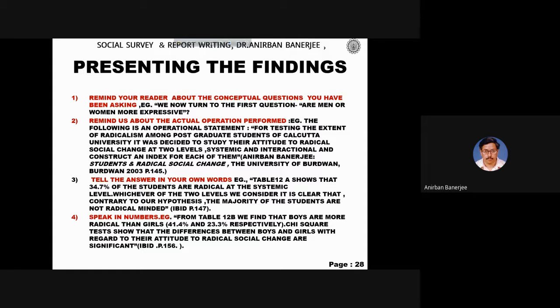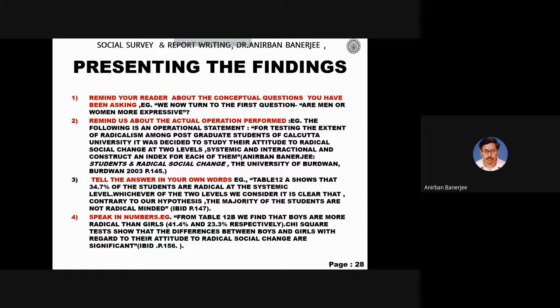Example, the following is an operational statement. I quote, for testing the extent of radicalism among postgraduate students of Calcutta University, it was decided to study their attitude to radical social change at two levels, systemic and interactional, and construct an index for each of them. Unquote.